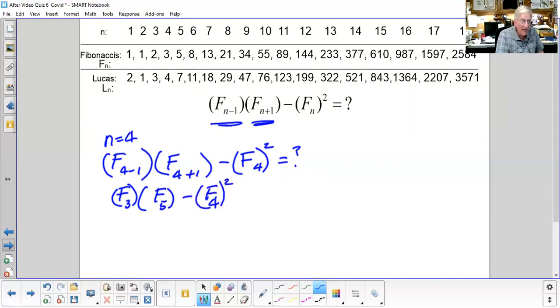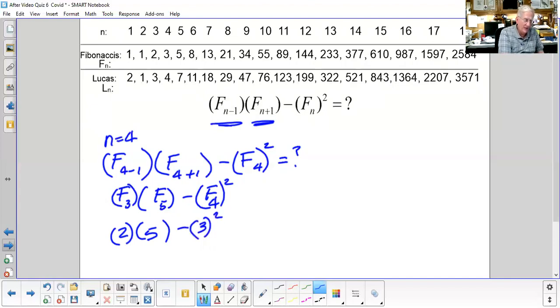Now I'm going to go get those Fibonacci numbers now. F3, to make sure you read the Fibonacci's, not the Lucas. The Fibonacci number F3, the third one, is the number 2, right? The fifth Fibonacci number, it happens to actually just be 5, all right? And the fourth Fibonacci number happens to be a 3, if you look on the table.